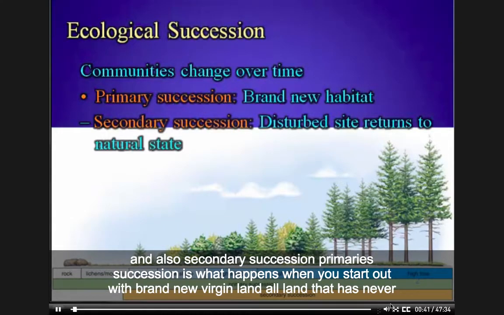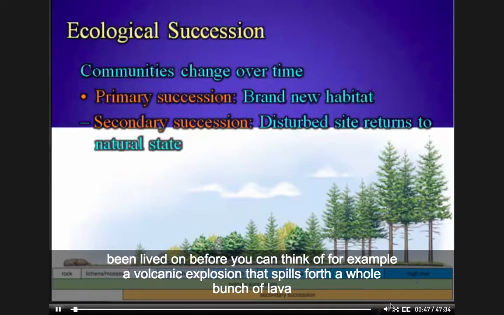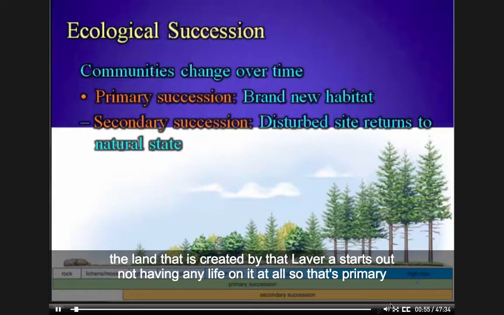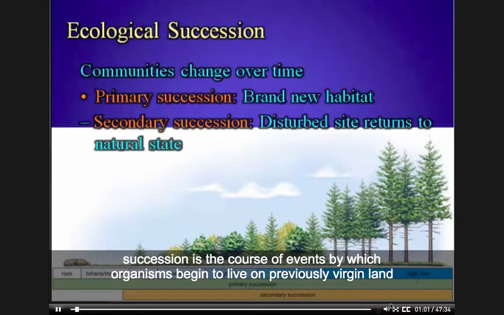Primary succession is what happens when you start out with brand new virgin land, land that has never been lived on before. You could think of, for example, a volcanic explosion that spills forth a whole bunch of lava. The land that is created by that lava starts out not having any life on it at all. So that's primary succession, is the course of events by which organisms begin to live on previously virgin land.